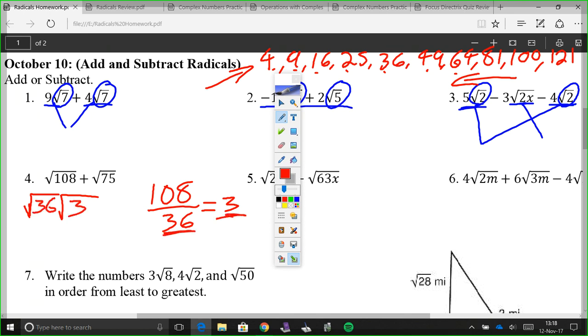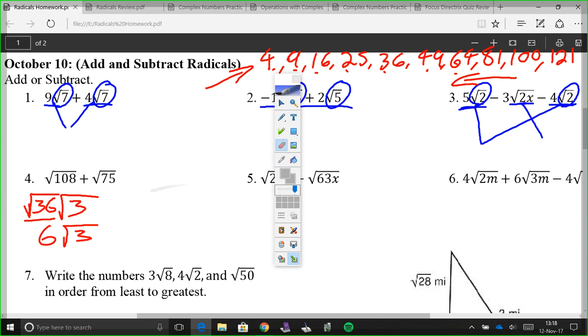So the square root of 36, that's a perfect square, that's a 6. And the square root of 3 is our remainder, and that's the part that doesn't change. Alright, but we're not done yet because we still have the square root of 75.